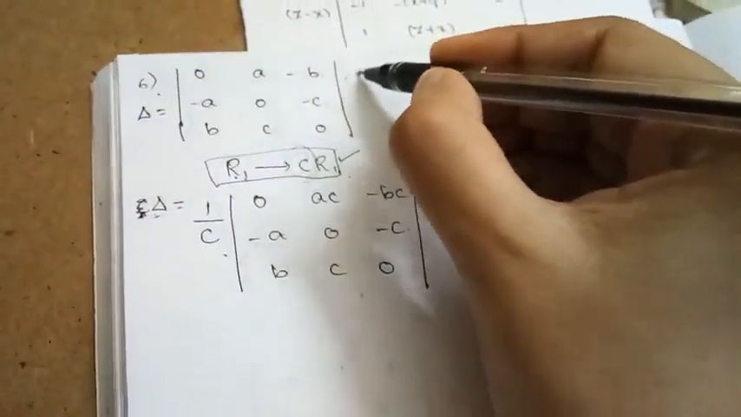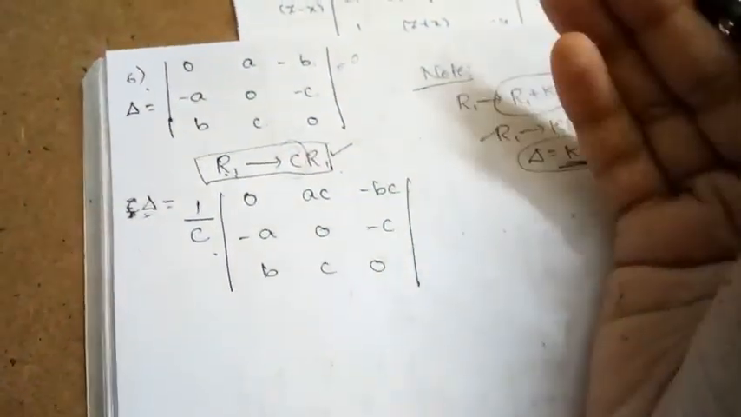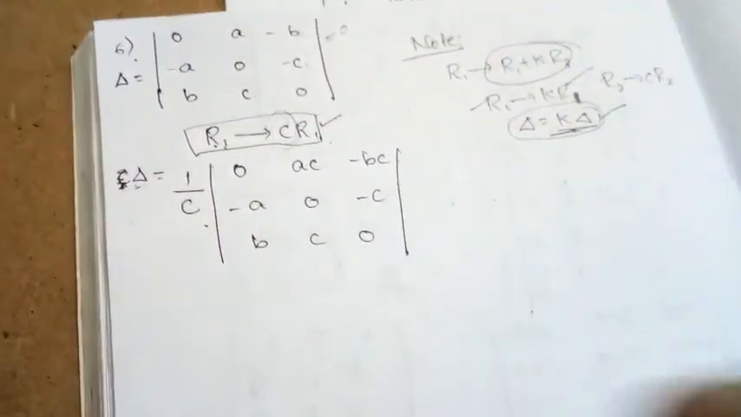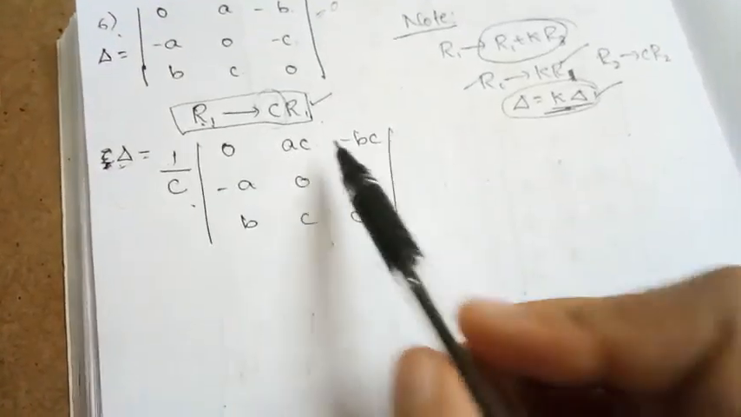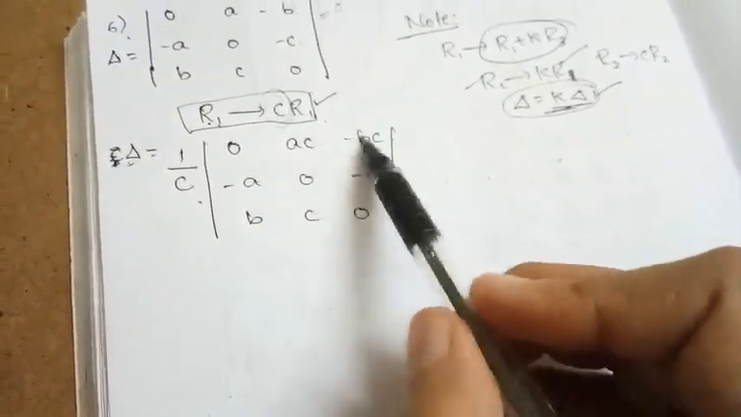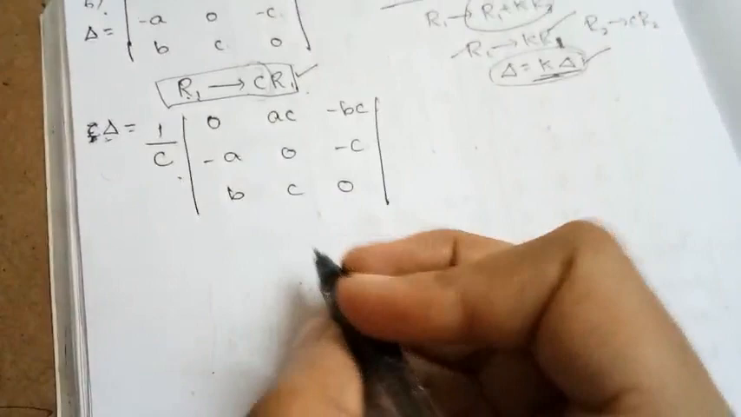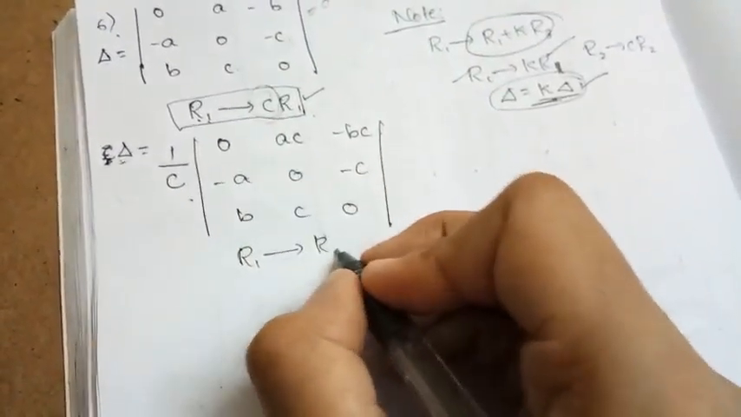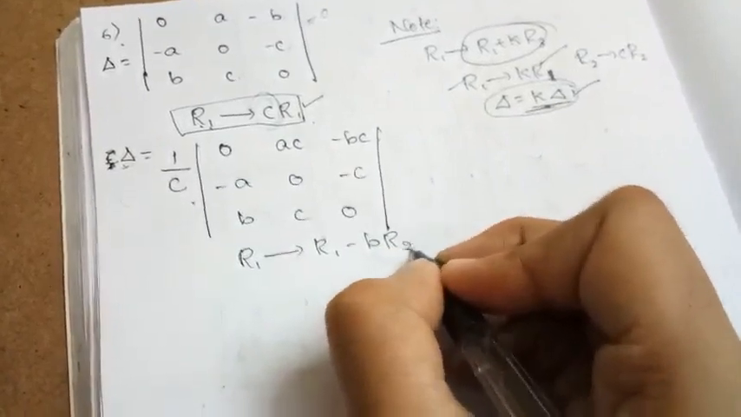Now why did I do this here? Because I need to get the value of this determinant equal to 0. So either I should make any two rows identical, or any two rows or columns proportional. So I thought of making some identical. How am I going to deal with it? First I have multiplied by C. After that, I moved with R1 implies R1 minus B times R2.